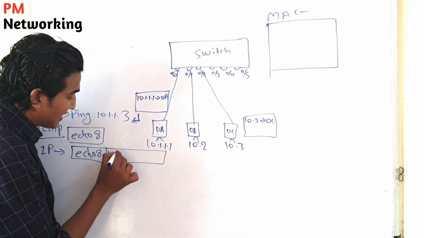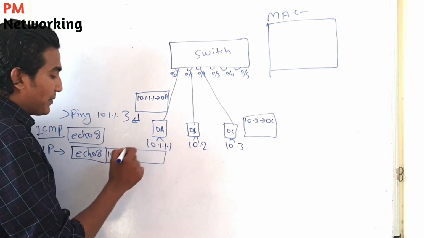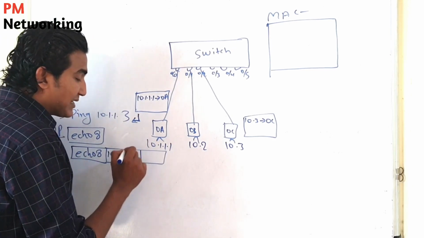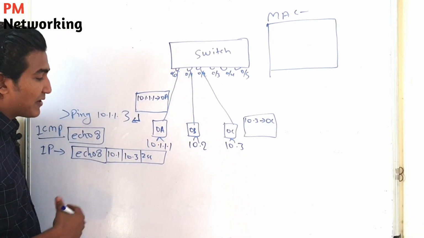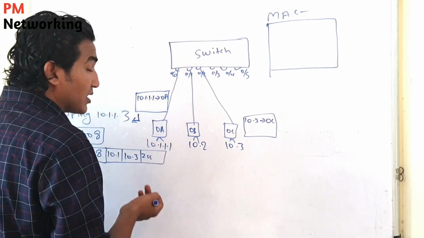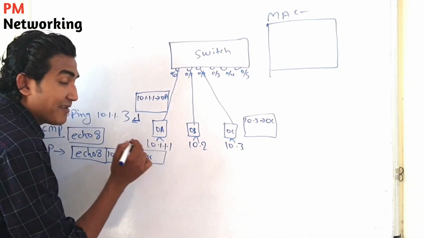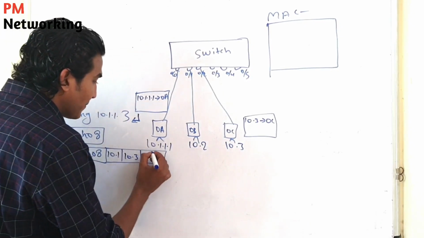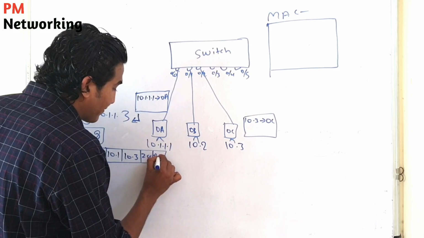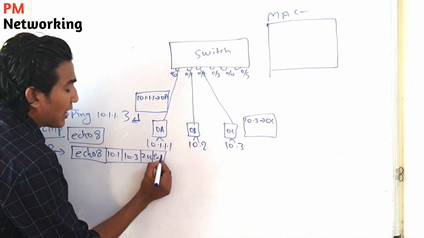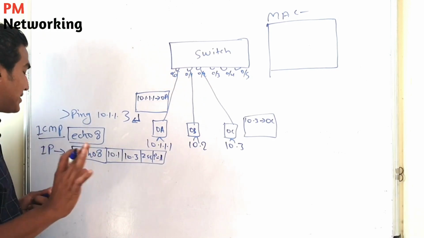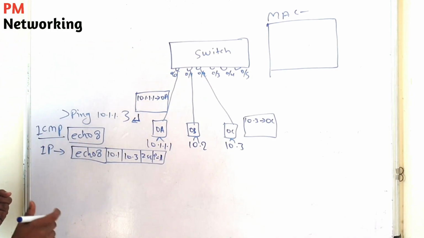So what information will the IP header contain? Source IP, that is 10.1.1.1, destination IP, that is 10.1.1.3, and TTL 255. If I talk about the Windows operating system, the TTL value will be 128, right? And what will be the value in the protocol field? 1. It is the protocol number of ICMP, you know, guys, right?